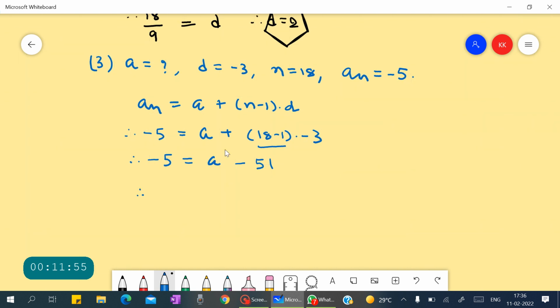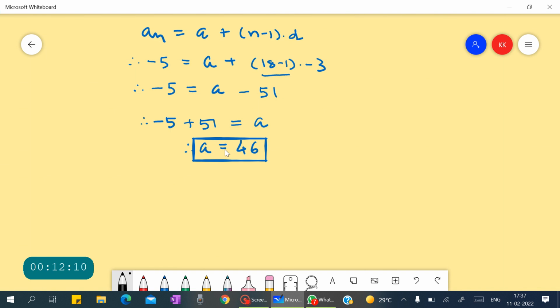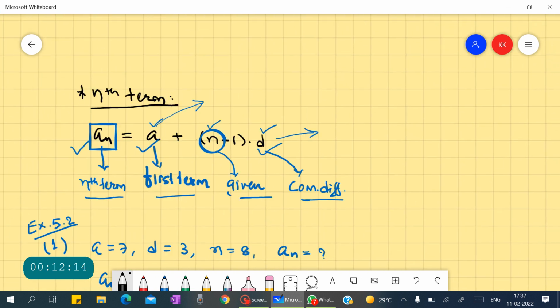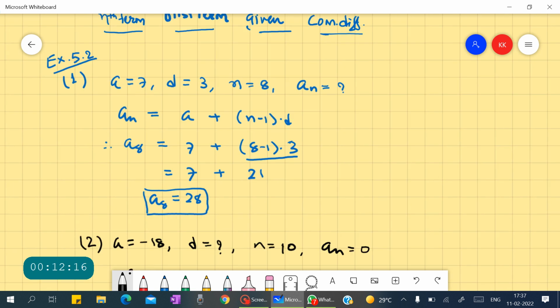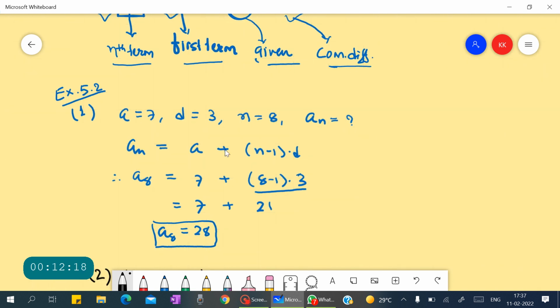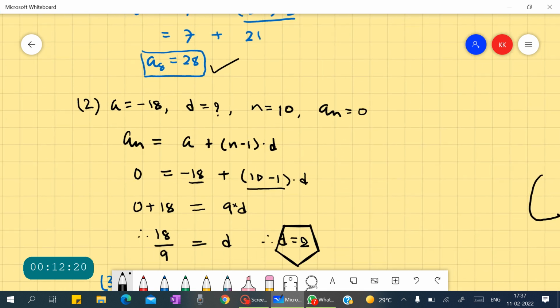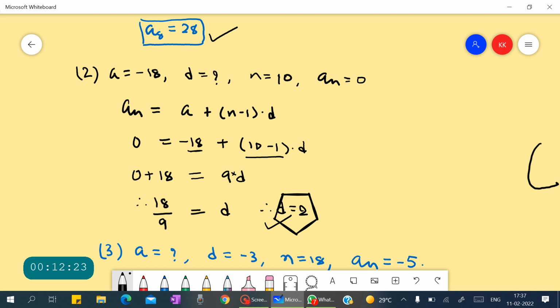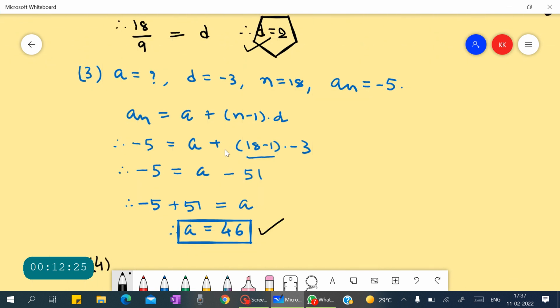So minus 5. This minus 51, if I shift to the left side, is plus 51 equals a. So a equals 51 minus 5. This would result in 46. So in the first sum, my dear students, we learned how to find an. In the second sum, we learned how to find d, and in the third sum, we learned how to find a.